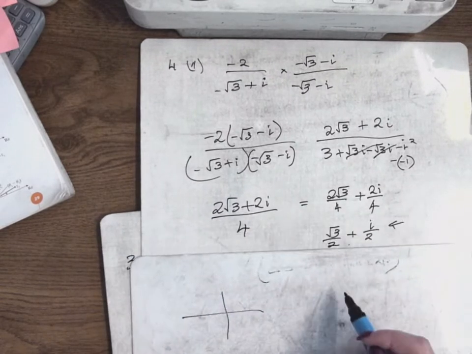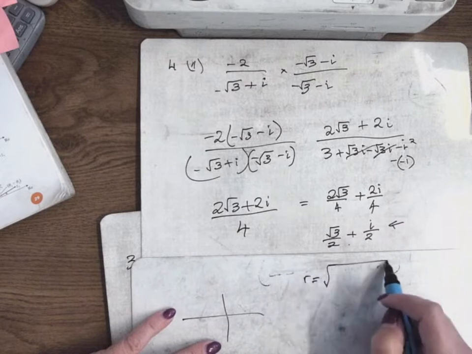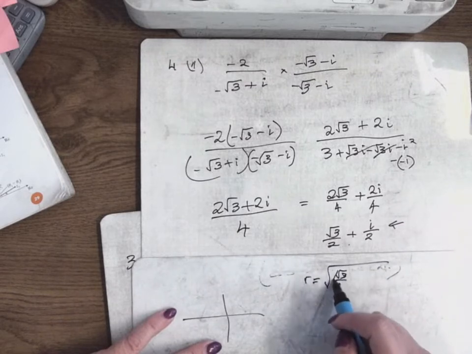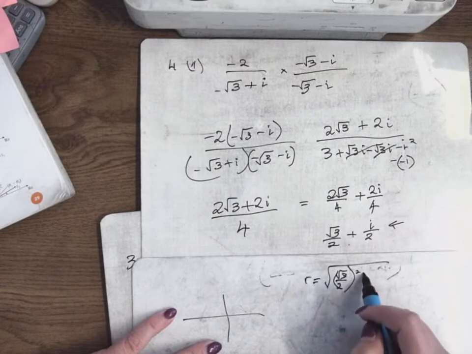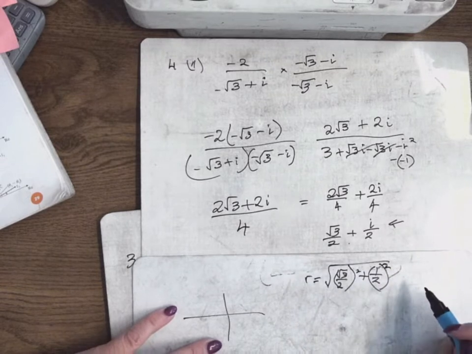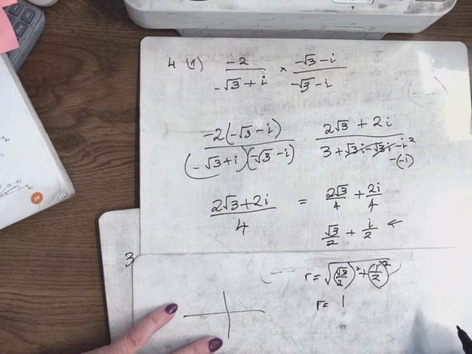Right, so to get the modulus, it's the square root of a squared plus b squared, which is root 3 over 2 squared plus a half squared. Into the calculator with that, that would be 3 over 4 plus 1 over 4, that's 1. Right, so the modulus of that is 1. Are we okay with that?